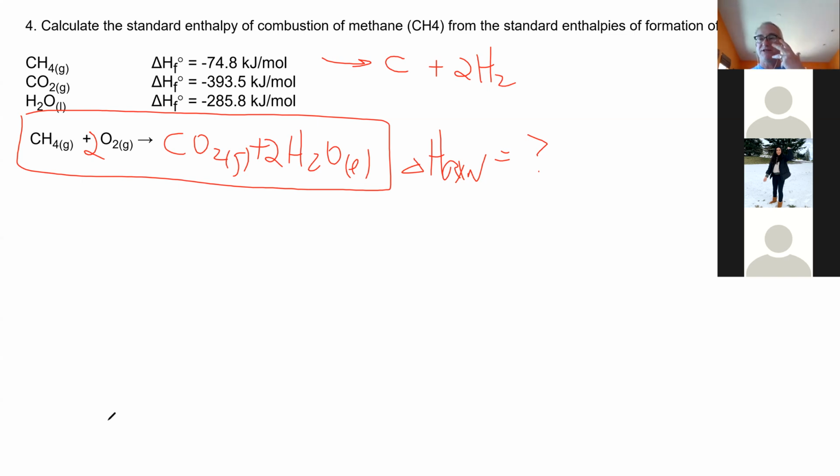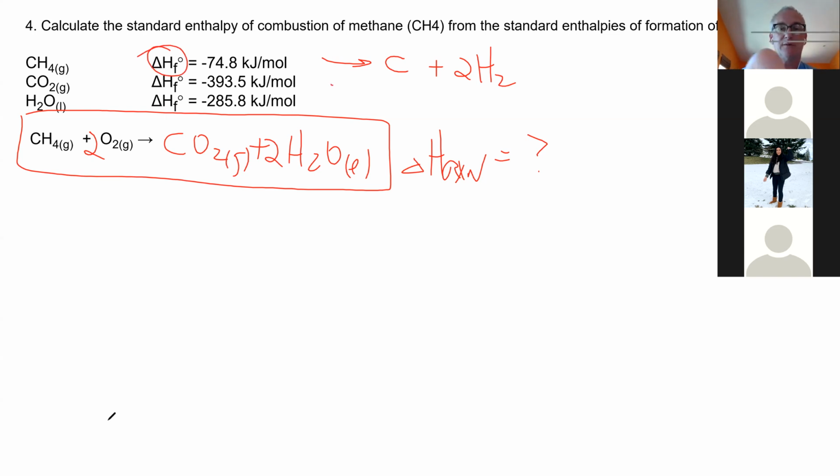Because remember, it's the most stable form of all the elements that are in that molecule. So the most stable form of carbon is solid graphite. And the most stable form of hydrogen at standard temperature and pressure is hydrogen gas. So that's right. And then we also know what heat is involved with that.